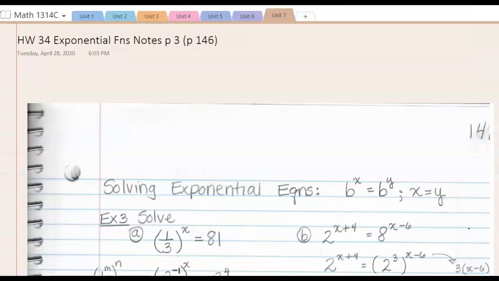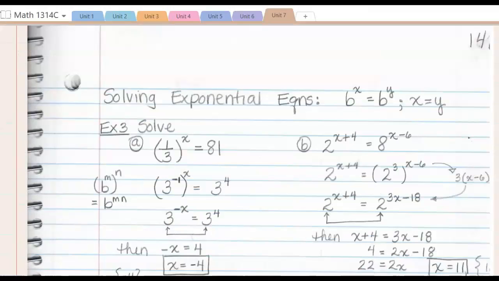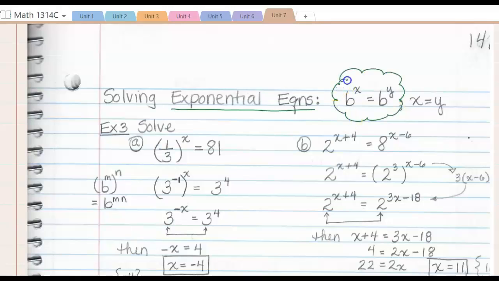This video will cover the third page of notes for the topic of exponential functions. So the third page is going to be about actually solving exponential equations. Basically what we want to do is make sure we can get the same base, and if we have the same base, then we can say the exponents are equal to each other. So that's what we want to do.